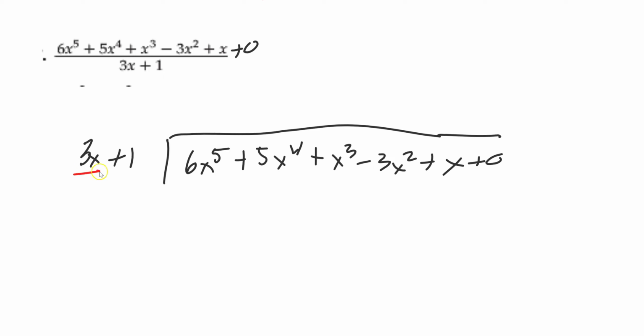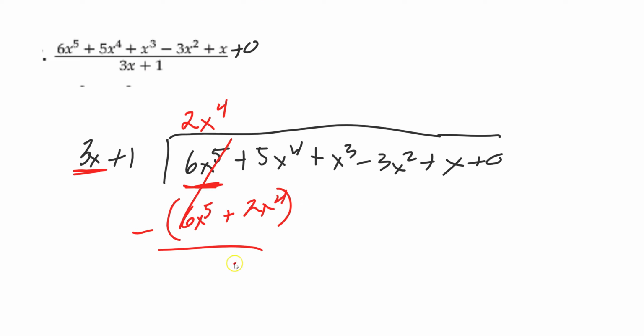We're going to go, okay, how many times does 3x go into 6x to the 5th? Well, I need to multiply by 2x. Multiply this by both of them. 2x times 3x is 6x to the 5th. 2x times 1 is 2x to the 4th. Subtract. Gone. 5 minus 2 is 3x to the 4th. Bring down the next term. And we're going to repeat the process.